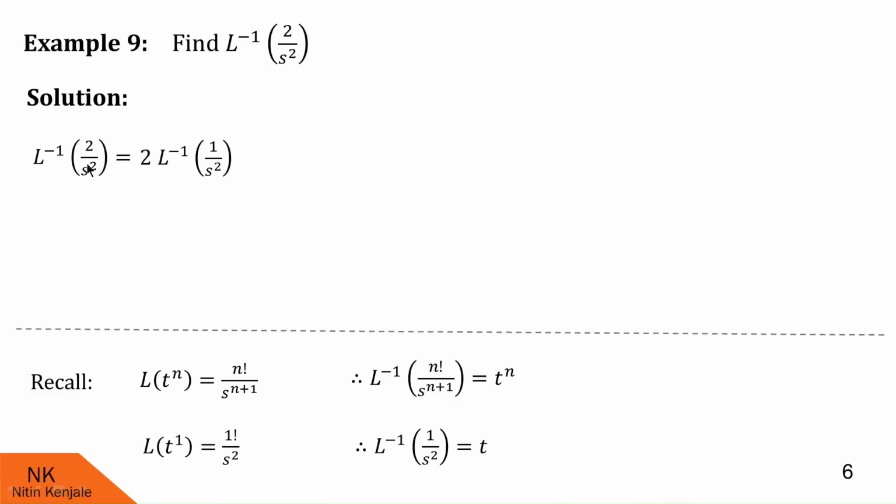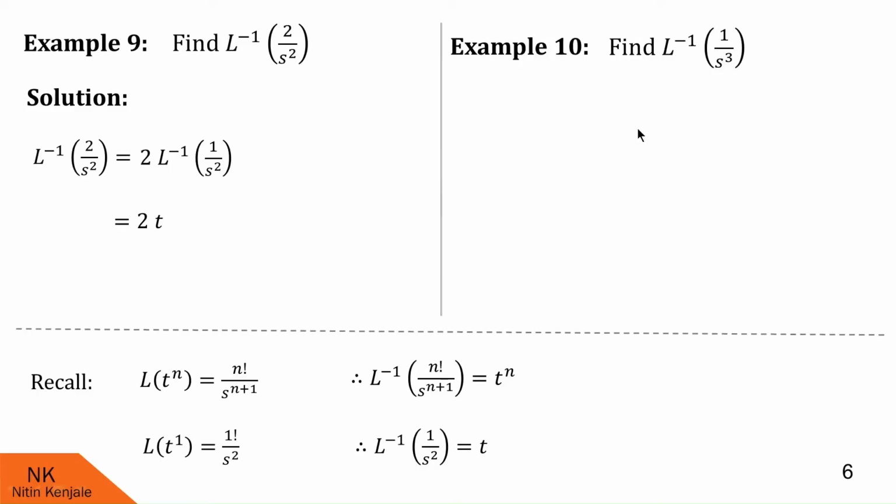Now, from this function, I will take out this 2, which is constant. We will be left with L inverse of 1 upon s square. And just now we saw L inverse of 1 upon s square is t. So I will simply write t over here. So 2t is L inverse of 2 upon s square. I hope you guys understood this one. Let us look at example number 10. Here we are asked to find L inverse of 1 upon s cube.